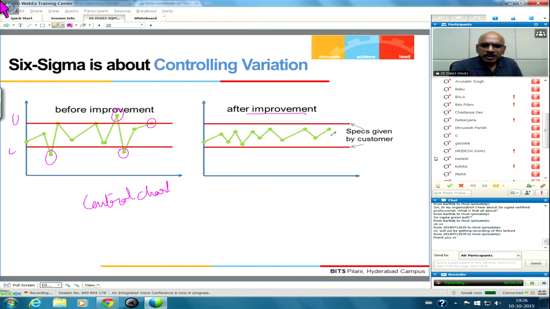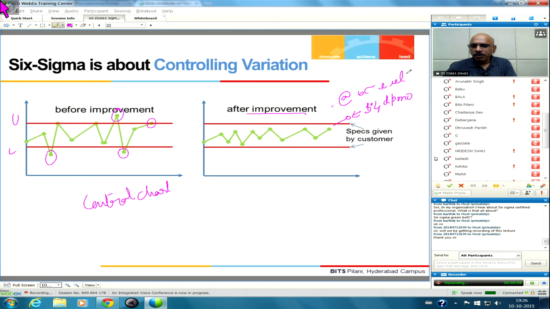Of course it is not reality. Maybe there may be one, maybe there. But the occurrence of this is 3.4 per million. 3.4 defects per million, if this process is at the 6 sigma level. So in a nutshell, Six Sigma is all about controlling variation or reducing defects per million opportunities.